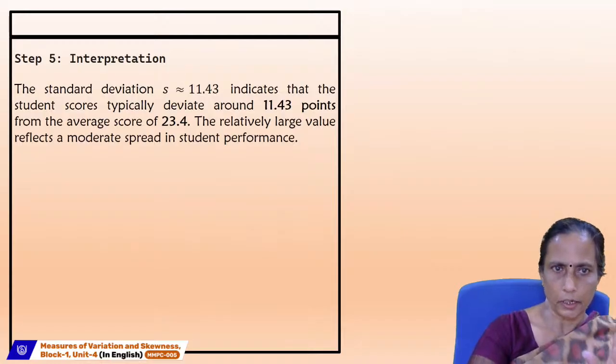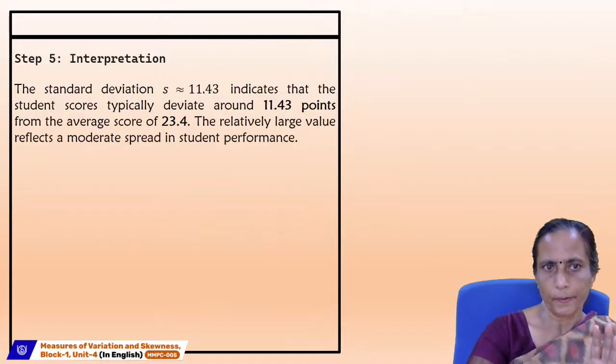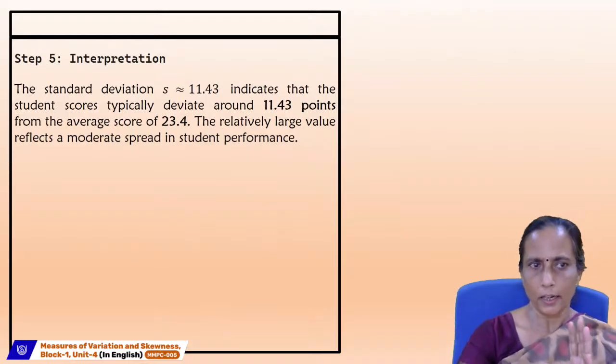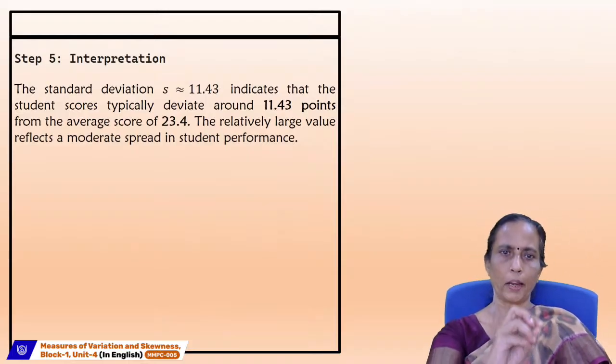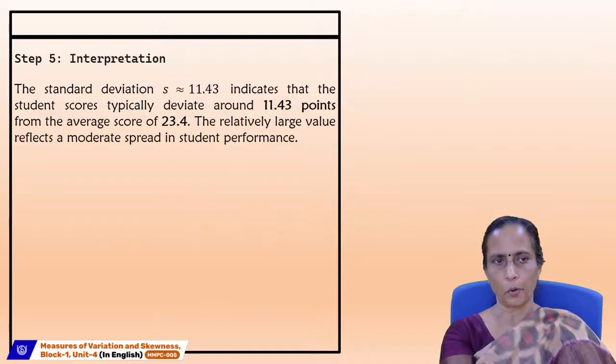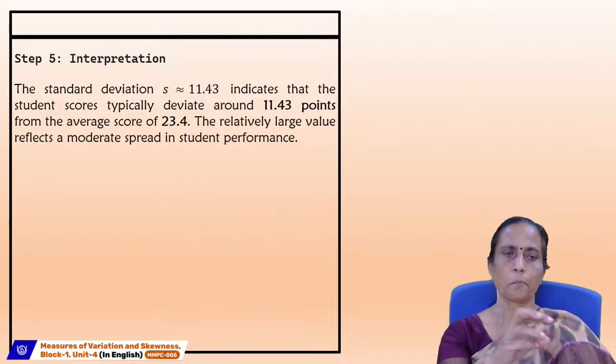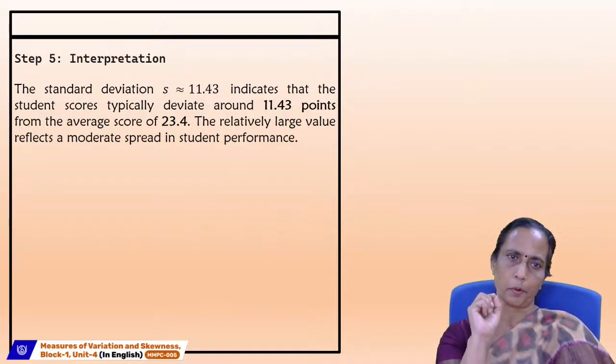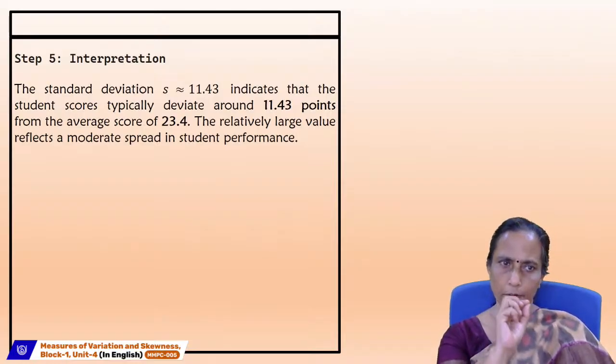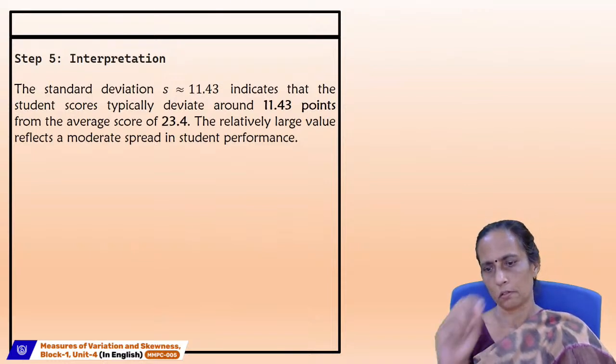So interpretation: the standard deviation S indicates that the student scores typically deviate around 11.43 points from the average score of 23.4. And the relatively large value reflects a moderate spread in student performance.